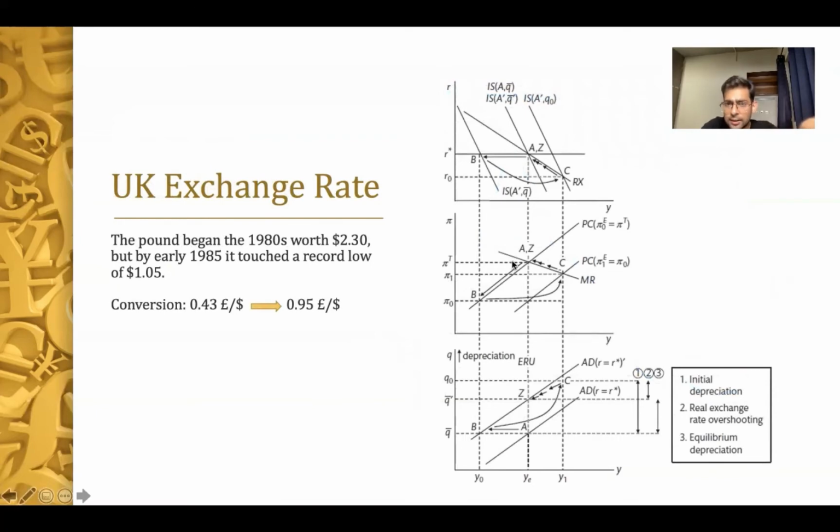So here's a good reflective graph, sort of adjustment of the negative demand shock. And here we can see the kind of overshooting that takes place, which is reflective of this one here when it goes from B to C.